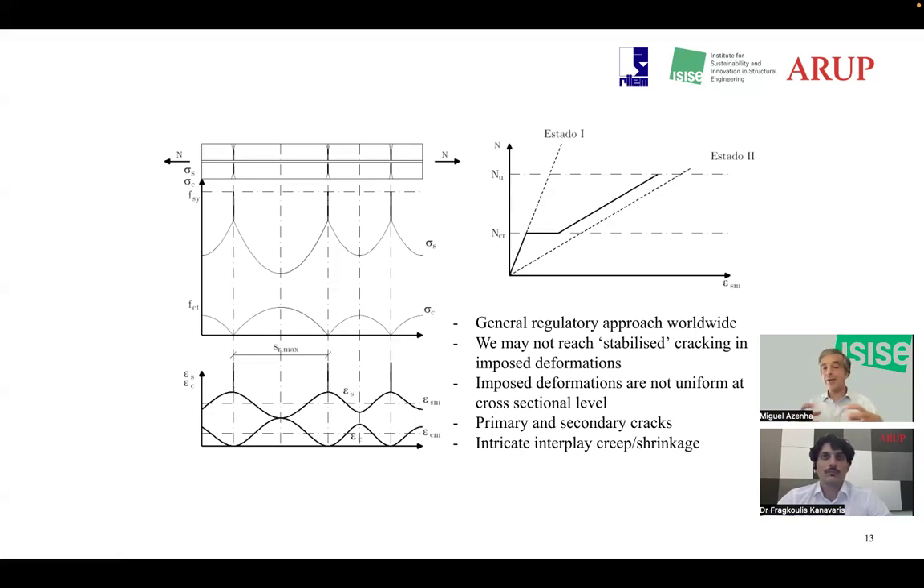Because when we are having cracking because of imposed deformations such as shrinkage, we will not normally reach the stabilized cracking stage, which means that our equations, our approaches that we have in regulations are not actually proper for that situation. Furthermore, we know that imposed deformations such as shrinkage are not really uniform throughout the thickness of members, because drying goes from the outside towards the inside. So we have a different stress state because the concrete on the surface wants to contract, but on the inside, it doesn't want to contract yet. And we'll get uneven tendencies of strain.